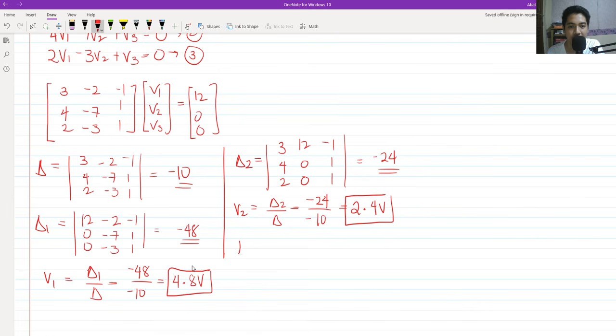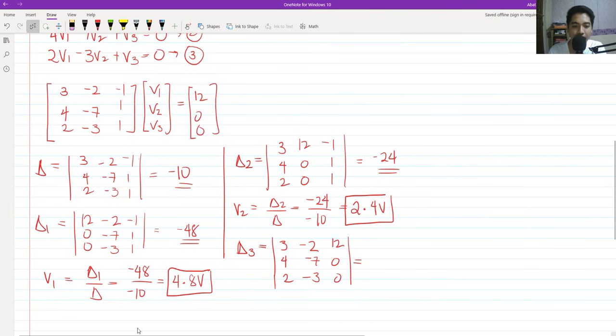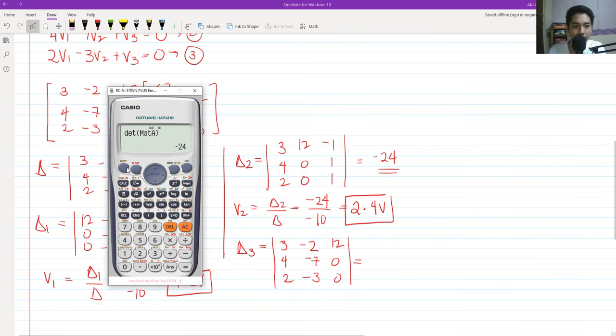Okay. And last but not the least, we have delta sub 3 to get V sub 3. So replace the third column with the constant and copy the remaining elements of our matrix here. So we have 3, 4, 2. We have negative 2, negative 7. We have negative 3. Then we have 12, 0, 0. Then get the determinant. So again, you can use other matrix, when you have a dimension. So dimension of matrix B or matrix C. So you can use also that.